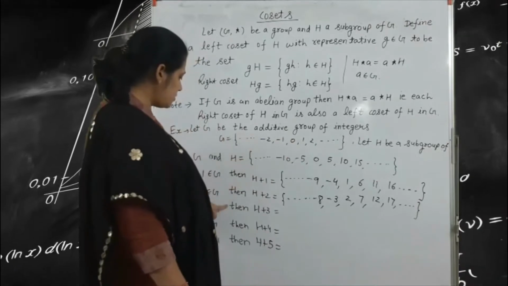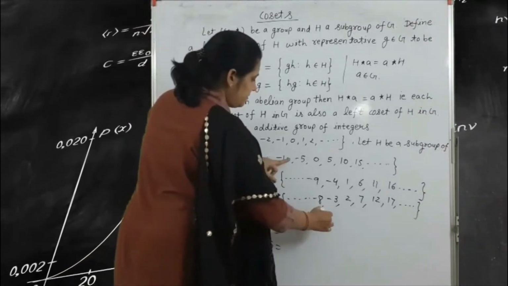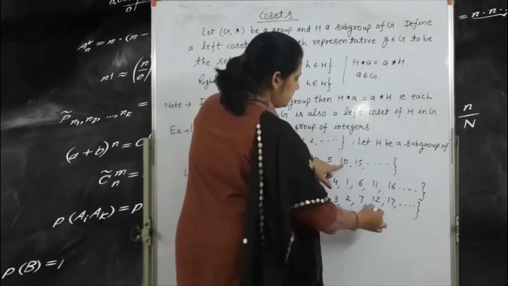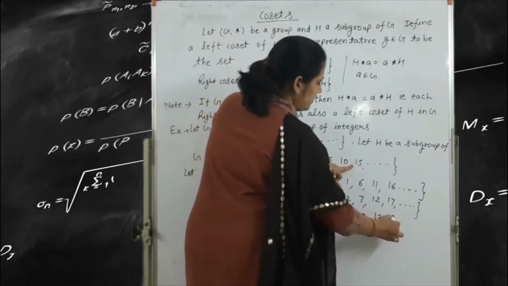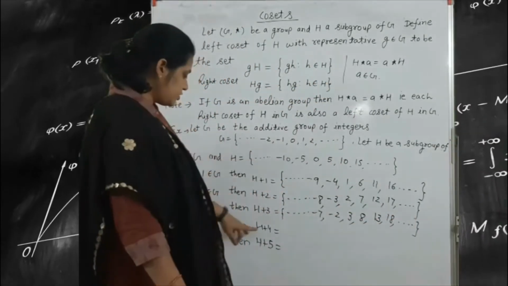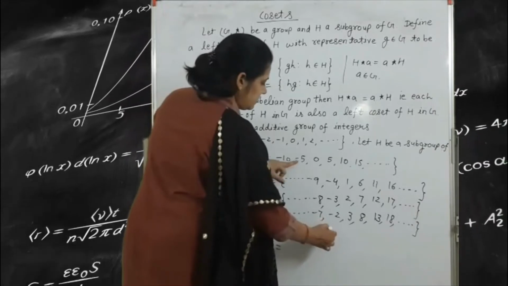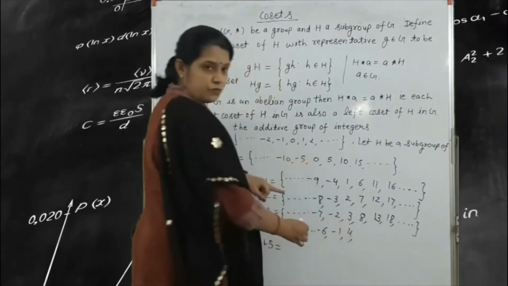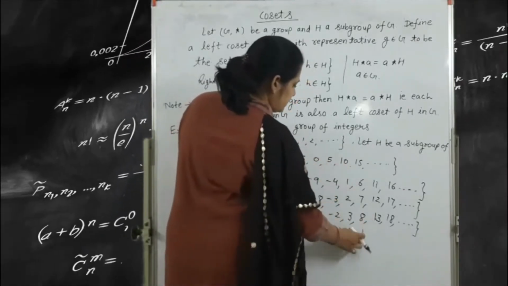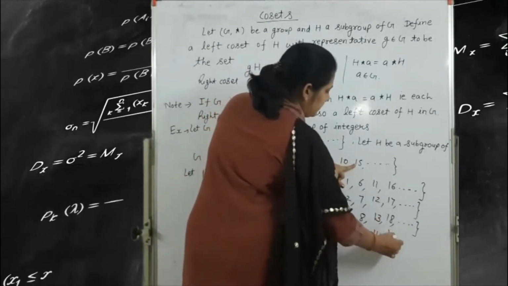Okay, so 3 belongs to G, that means what? Here you write H plus 3, that means minus 7, minus 2, 3, 8, 13 and 18. Okay, next one is 4 belongs to G. So H plus 4 is equal to what? Here we write H plus 4, that means minus 6, minus 1, 4, then 9, 14 and 19.